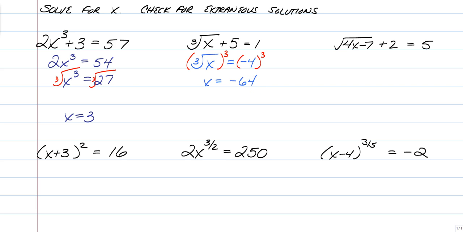The cube root of negative 64 is negative 4, plus 5 is 1. So it checks out just perfectly. And the last one in this row.